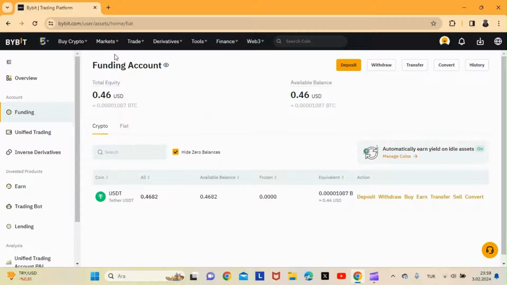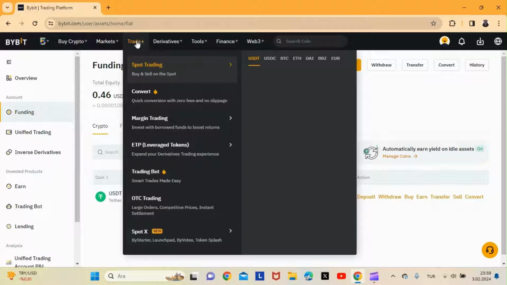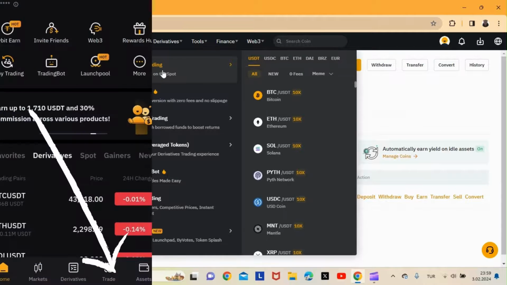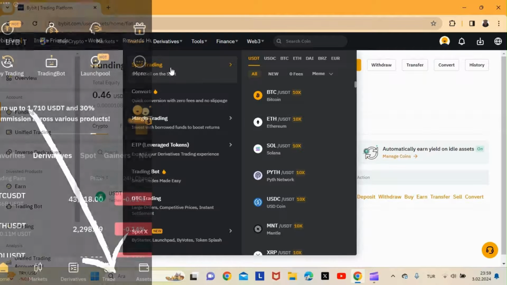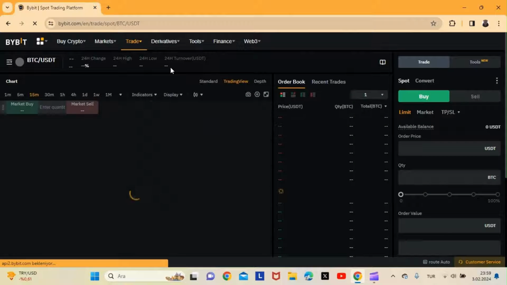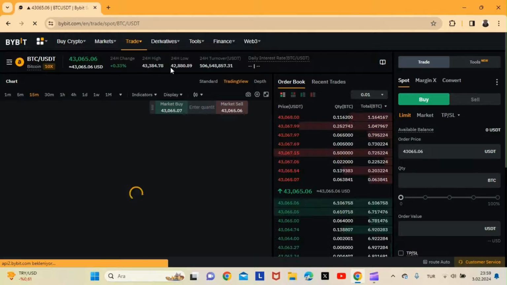The next thing is you come to the top here and you see spot trading. If you are using your phone, just come to trade again. It's going to pop up where the arrow is pointing. You come to spot trading, you tap spot trading. It's going to take us to the spot trading platform. This is where we can buy and sell our cryptocurrencies and make $50 a day and more.